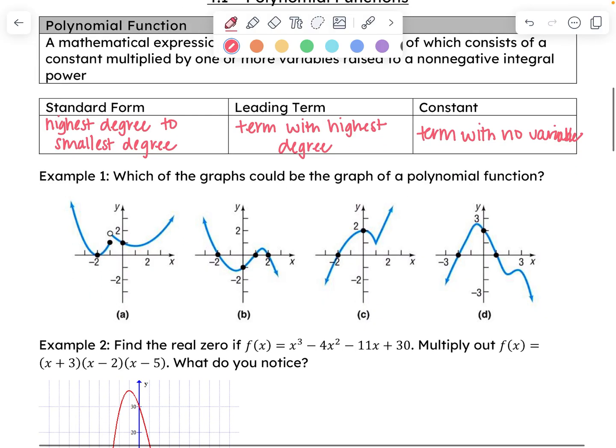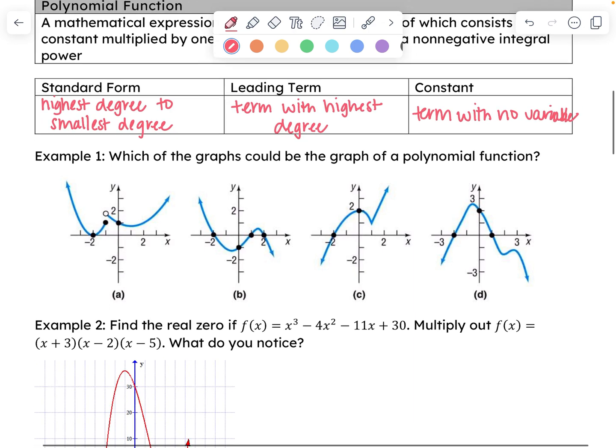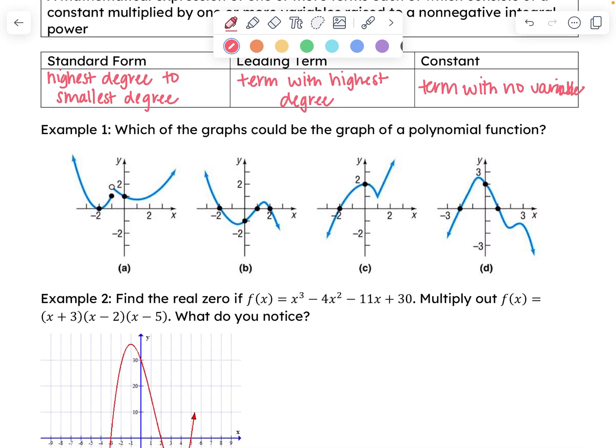So we're talking about polynomials. The graphs have special characteristics. So example 1, it says which of the graphs could be a graph of a polynomial. When we're talking about polynomial functions, because they have non-negative integral powers, there are certain characteristics.